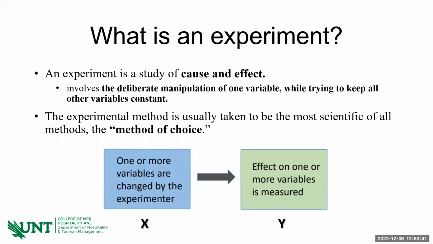So that gets us to the definition of an experiment. An experiment is the study of cause and effect. It involves us as scholars manipulating one variable, and we are also trying to keep all other variables constant. So that's controlling of other possible explanations. And then we're going to measure the effect of the variable. So that's our dependent variable Y.